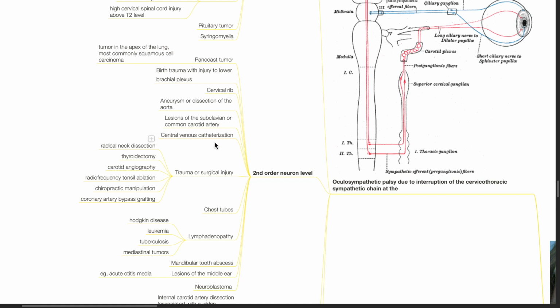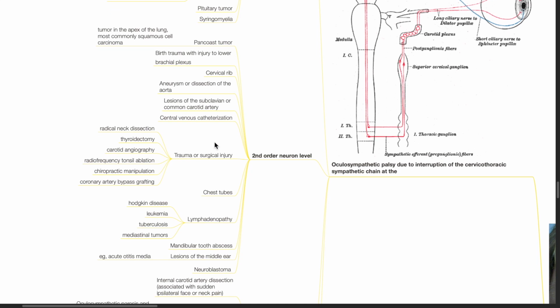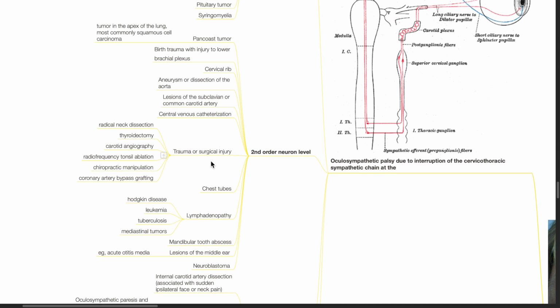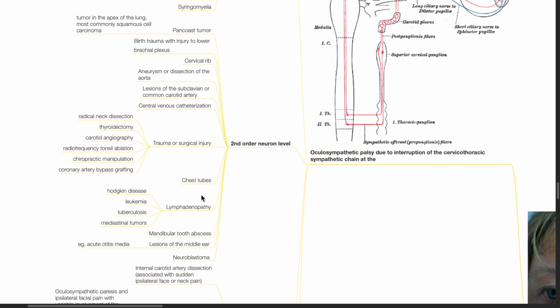central venous catheterization, trauma or surgical injury such as in radical neck dissection, thyroidectomy, carotid angiography, radiofrequency tonsil ablation, chiropractic manipulation, and coronary artery bypass grafting. Chest tubes, lymphadenopathy, such as caused by Hodgkin disease, leukemia, tuberculosis, or mediastinal tumors, mandibular tooth abscesses, lesions of the middle ear, such as acute otitis media, and neuroblastoma.